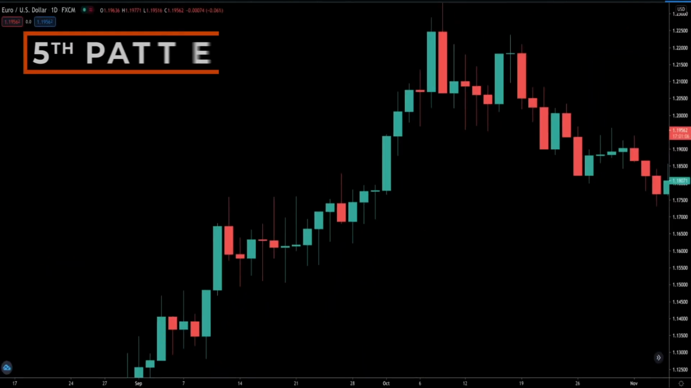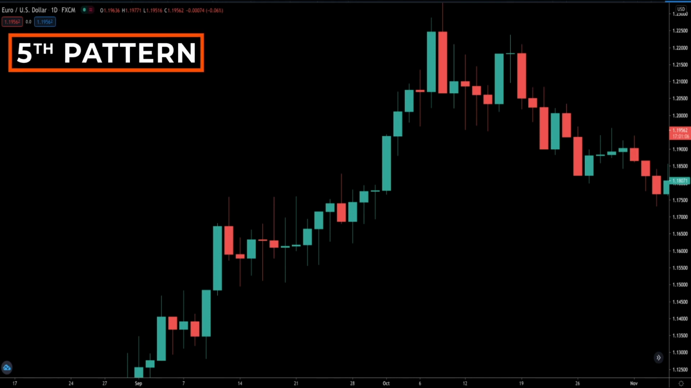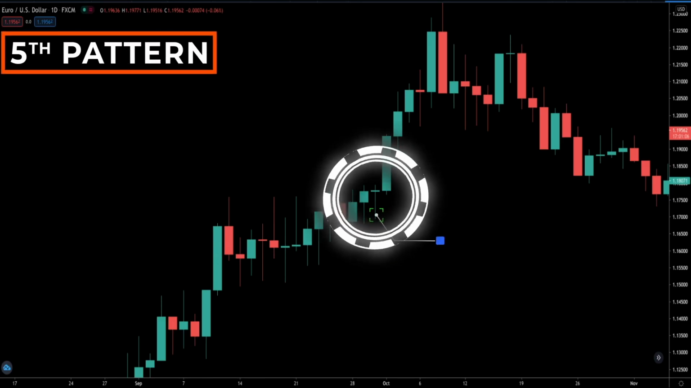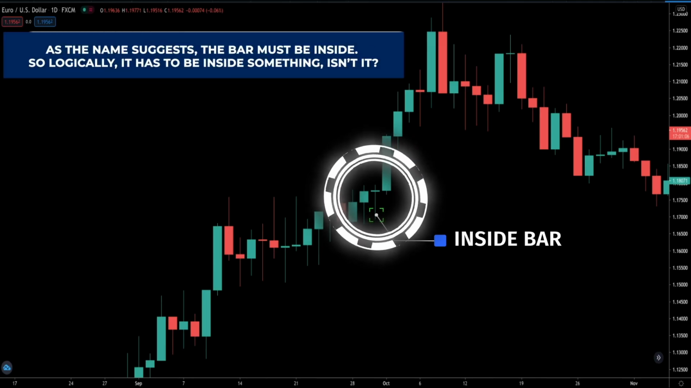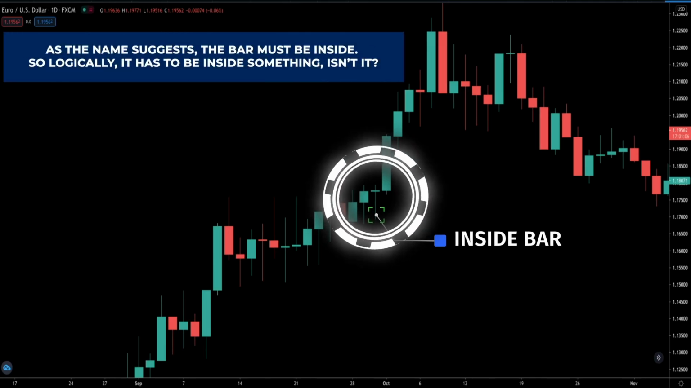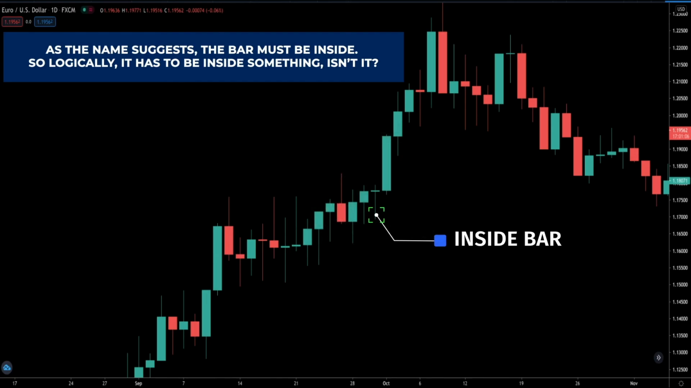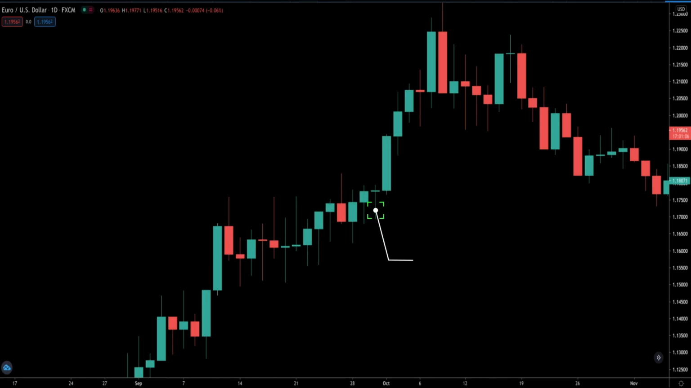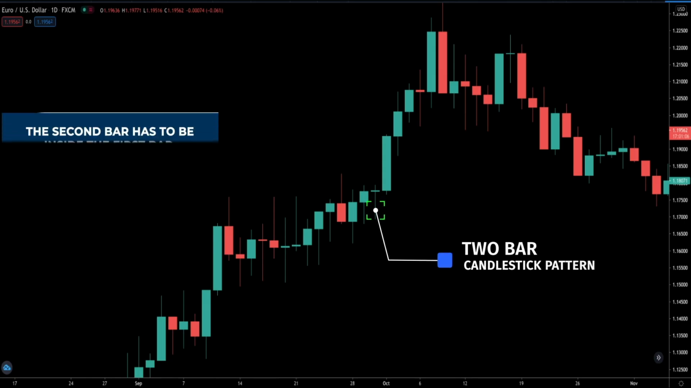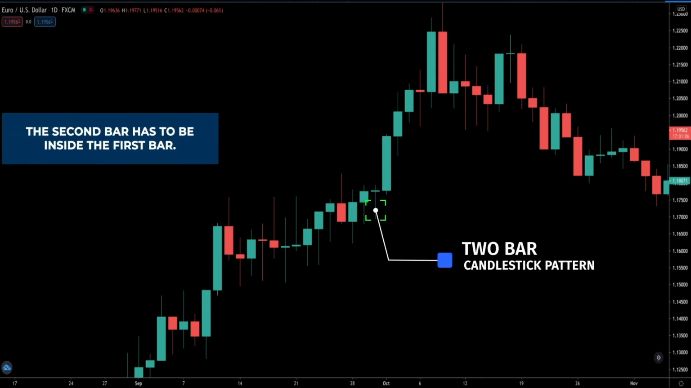Moving on to the last high probability candlestick pattern, this one is my favorite as well because it can be used as a trend continuation pattern. And everyone knows that trading with the trend is the easiest way to make money. This candlestick pattern is the inside bar, and as the name suggests, the bar must be inside. So logically, it has to be inside something, isn't it? This is why it is a 2-bar candlestick pattern, and the second bar has to be inside the first bar.